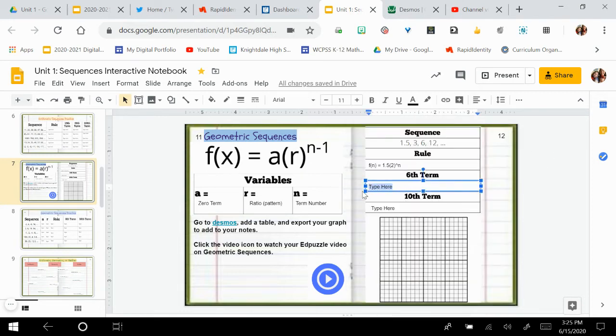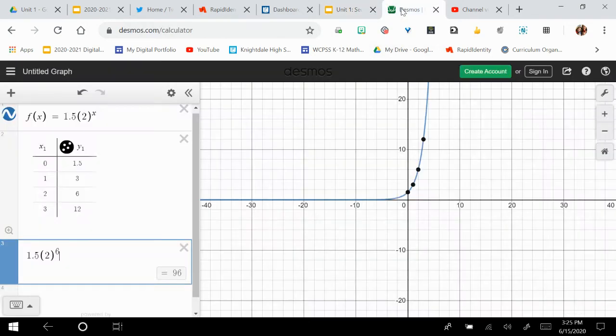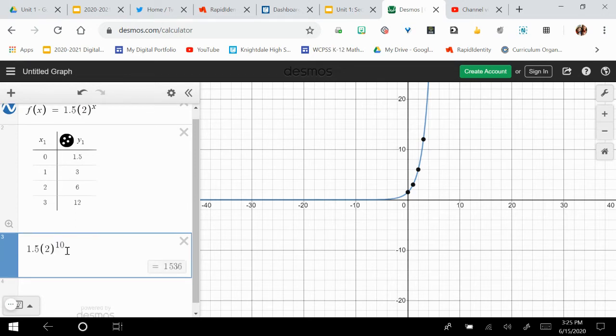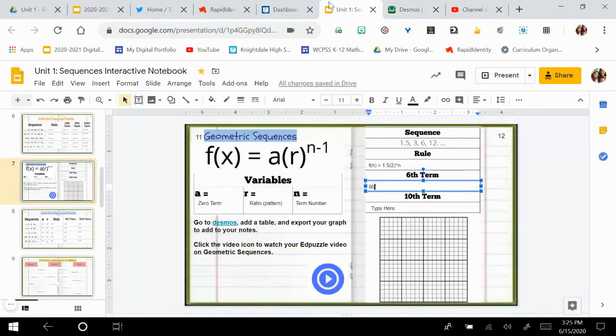Okay, 96. Okay, and now I'm going to do the 10th term. So I'm going to do 1.5 times 2 to the 10th power, and that is 1,536. Okay, 1,536. All right, and I remember I want to have a graph so I can remember what the graph looks like.